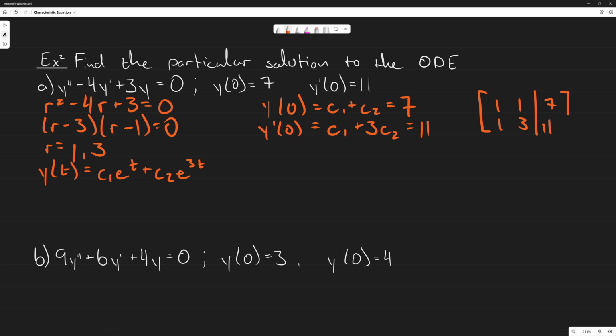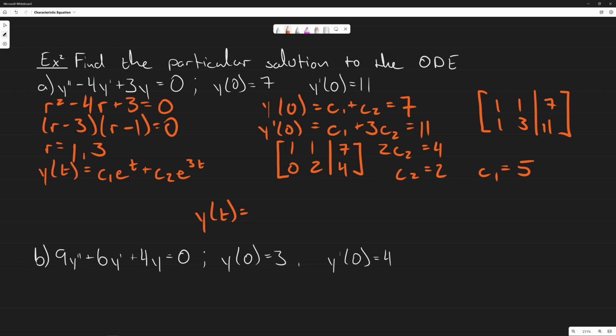We have 7 and 11, and this will reduce to 1, 1, 0, 2. The 7 stays, and 11 minus 7 will be 4. So this tells us that 2 c2 is equal to 4, which means c2 is equal to 2. Then c1 plus 2 is equal to 7, so c1 will be 5. Thus, our solution will be 5 e to the t plus 2 e to the 3t. And that's pretty much it in terms of solving them.